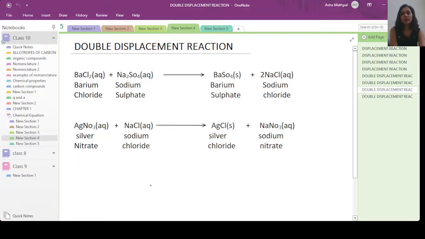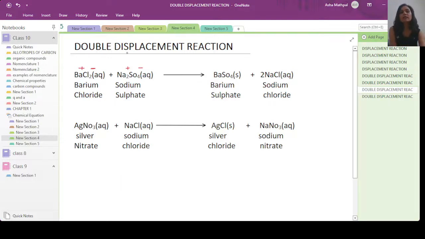In a double displacement reaction, for example, barium chloride reacts with sodium sulfate. Now if you observe the compound barium chloride, barium is a positively charged ion and Cl is a negatively charged ion. Similarly, Na is positive and SO4 is negative. So this is an ionic compound, and this is also an ionic compound. When two ionic compounds react in their solution, like when BaCl2 is mixed with water and Na2SO4 is mixed with water, and both are combined together, then this reaction will occur.